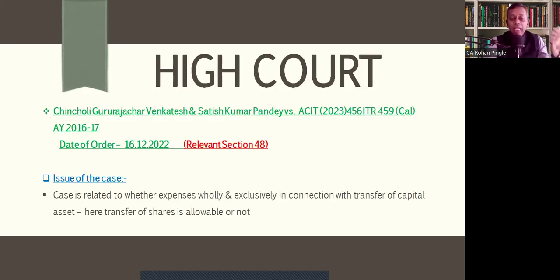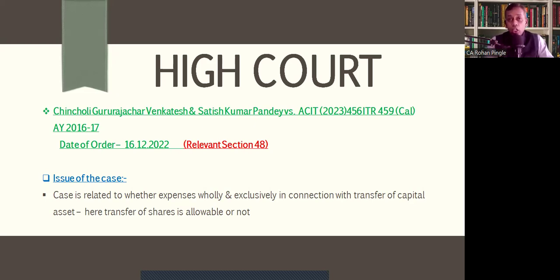Let's move on to the second case. Chincholi Guru Janjar Venkatesh and Satish Kumar Pandey versus ACIT, 2023, Calcutta High Court, AY 2016-17, date of order 16 December 2022, and the relevant section is Section 48 of the Income Tax Act 1961.